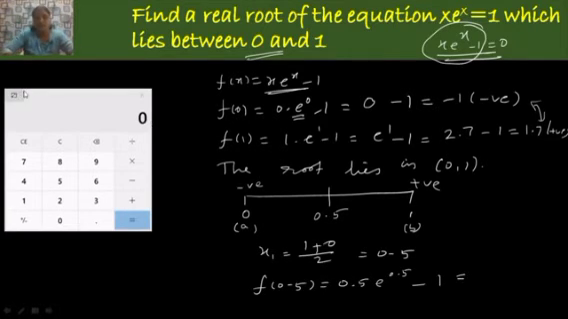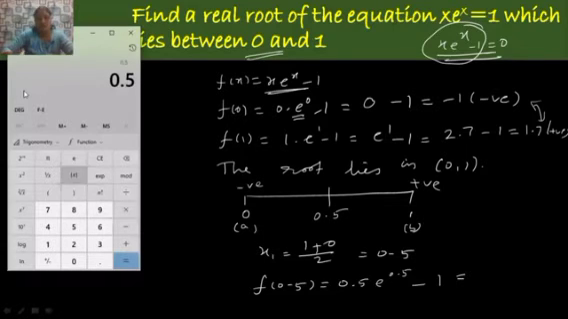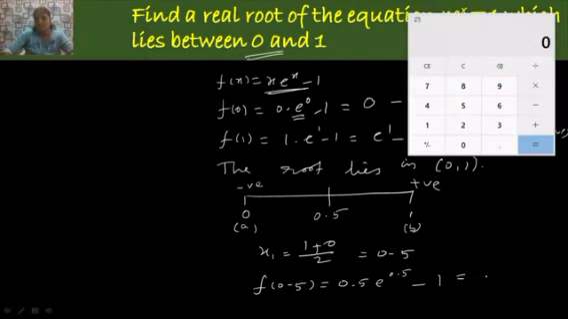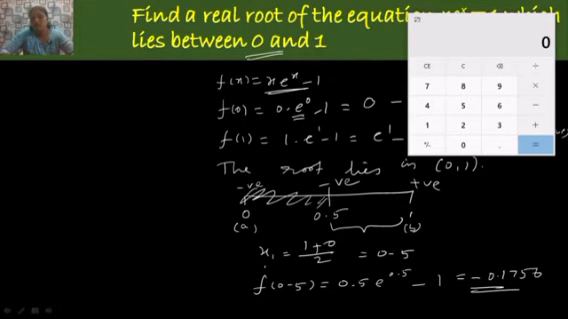Simplifying this, you get 0.5 times the exponential of 0.5, minus 1, which is -0.1756, that is a negative value. So at 0.5 the function takes a negative value. Now the root lies in the interval 0.5 to 1, so you omit the first part in the first iteration.